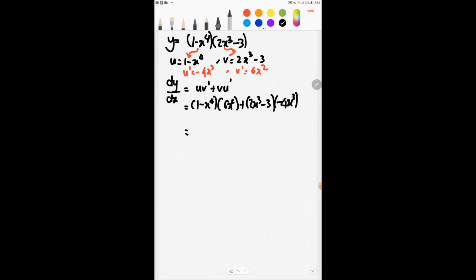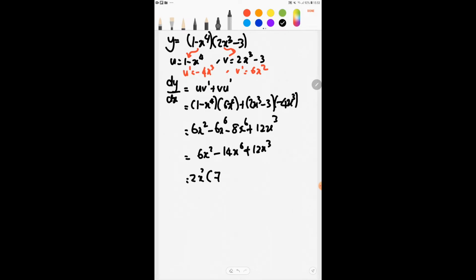So 1 minus x to the power of 4 times 6x squared gives 6x squared minus 6x to the power of 6, then minus 8x to the power of 6 and plus 12x to the power of 3. So we simplify it and get 6x squared minus 14x to the power of 6 plus 12x to the power of 3. Here we can see that we can take out a common factor of 2x.